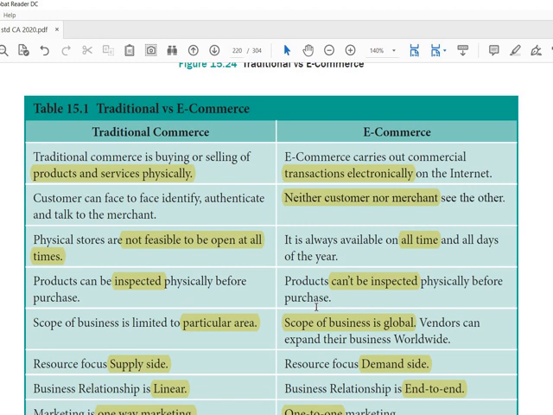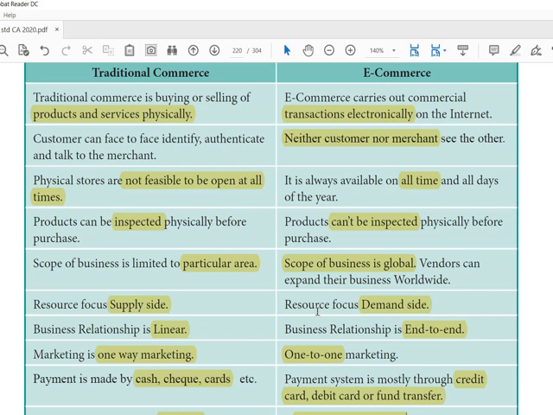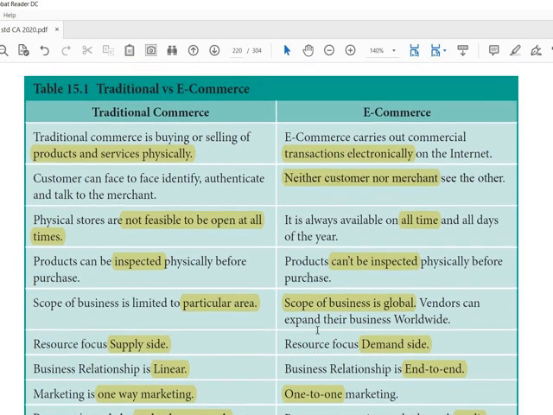So this is the difference between traditional commerce and e-commerce. We can easily understand traditional commerce and e-commerce as most of us are now familiar with e-commerce business, because most of you have purchased something online, especially on Amazon and Flipkart. So you are familiar with that usage. It's an important 5-mark question. It will be easy for you.